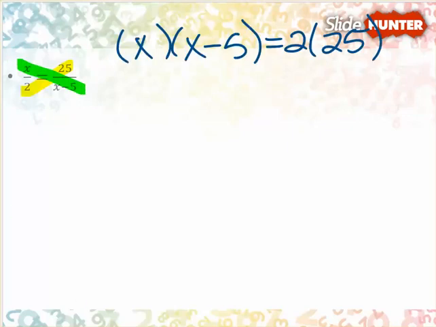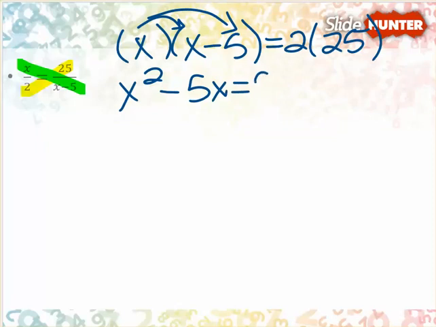Our next problem, x over 2 equals 25 over x minus 5. Those are a proportion. It's 2 equal fractions. So we're going to be able to just cross multiply. So x times x minus 5 will equal 2 times 25. On the left, we distribute. So x squared minus 5x equals 50.